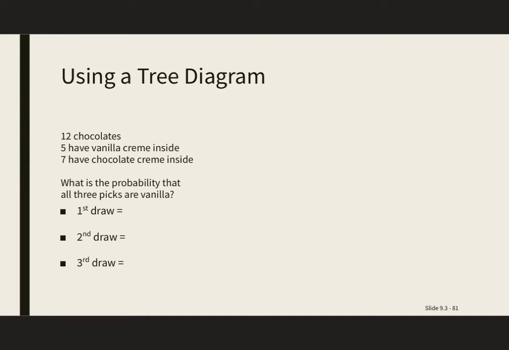In summary, the question says this. We have 12 chocolates. 5 are vanilla cream and 7 are chocolate cream. What's the probability that all 3 picks are vanilla? Let's start with that point I was talking about. So we have this point here, and then Jesse picks a chocolate.